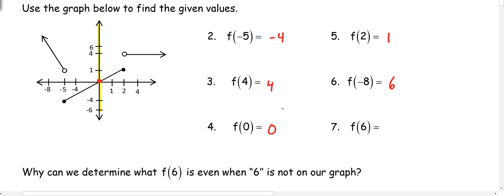F of 6. So the last one then is f of 6. Well, we don't have 6 on our graph, but we know 6 would be somewhere over here. And because it's a horizontal line for the graph, we can still determine our y value, which is going to be 4. So the reason that we can determine this is because the graph is a horizontal line. So even though 6 is not on there, we know it's forever going to be a horizontal line. So no matter where 6 is, the y value is going to continue to be 4 all the way to infinity.